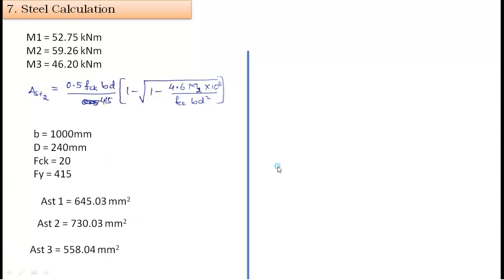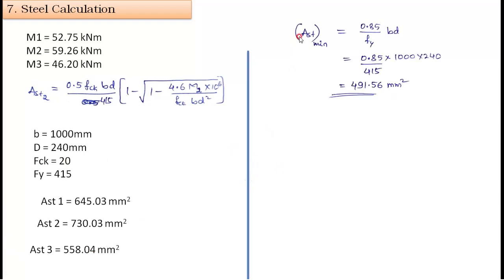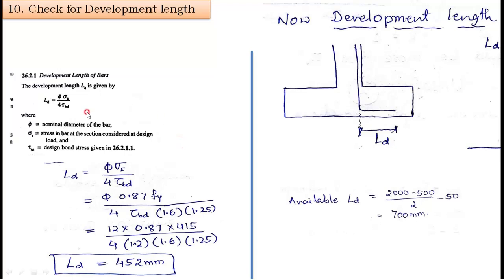I got the steel, but we will check with the AST minimum. The AST minimum formula given by the IS code is 0.85 by fy into bd, that is 0.85 by 415 into 1000 into 240, and we got 491.56. Now see, this 645.03 is more than this one, therefore safe. 730.03 is also more than that, correct. 558.04 is also more than that, correct. If any AST is less than this one, then provide this one and ignore that one.